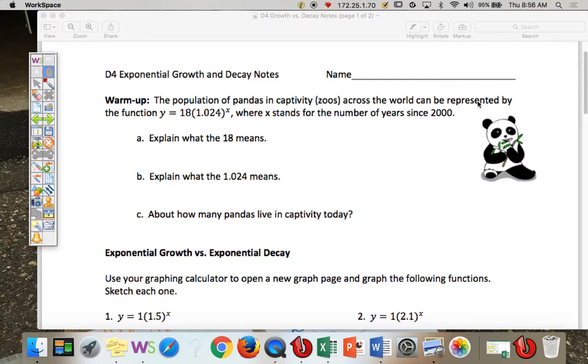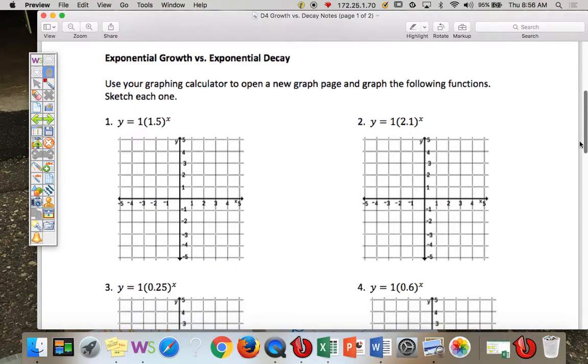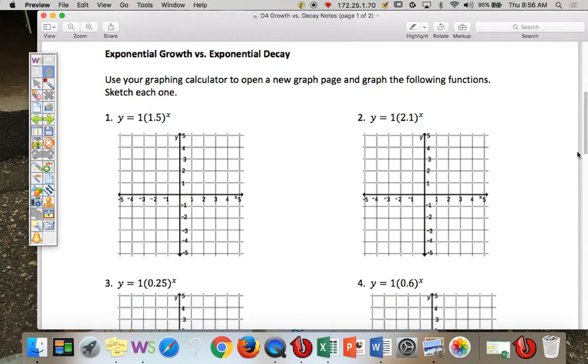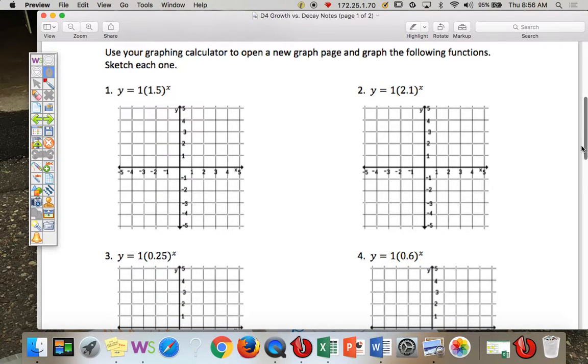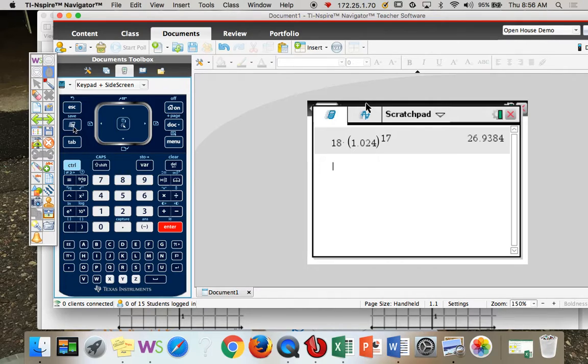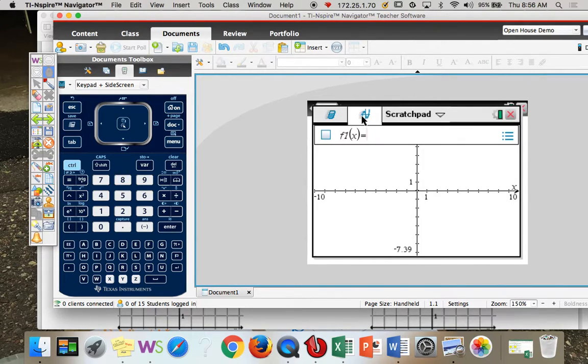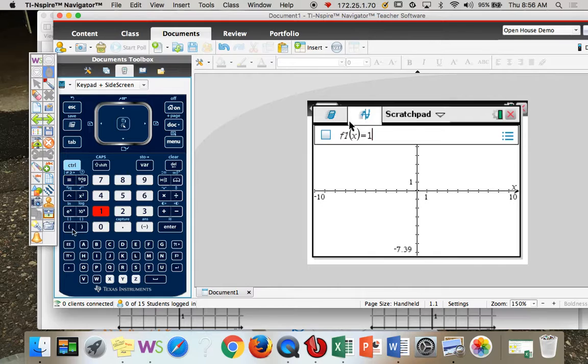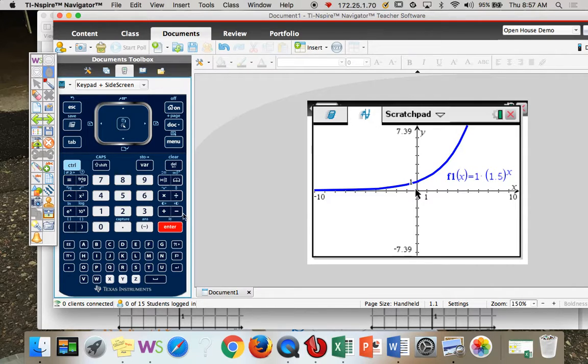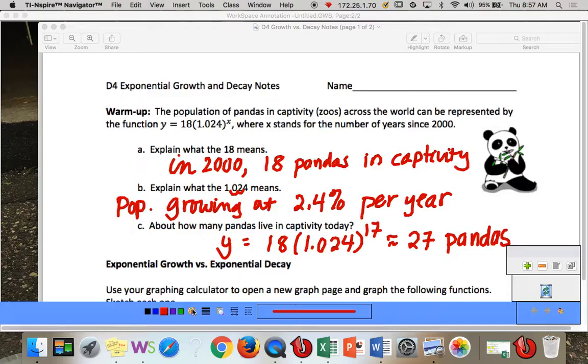Okay, so today we're going to look at exponential growth versus exponential decay. So in class, I'm going to have you graph each of the following and sketch them below. The first is 1 times 1.5 to the x. To do that, we can either use the scratchpad graph or open a graph page and type in 1 parentheses 1.5 to the power of x. We'll graph that. We can see it starts really low by 0, goes through 1, and then it increases. So let's draw that.